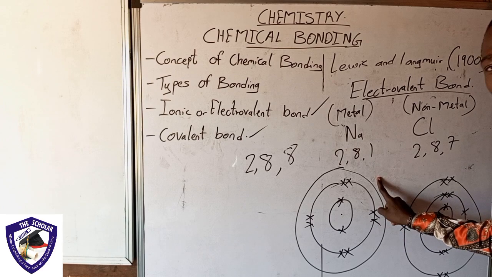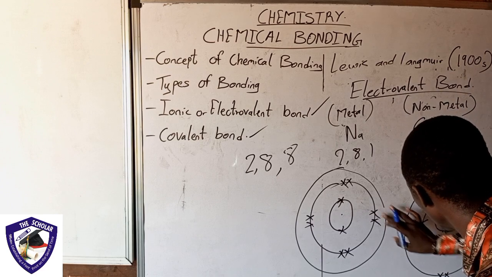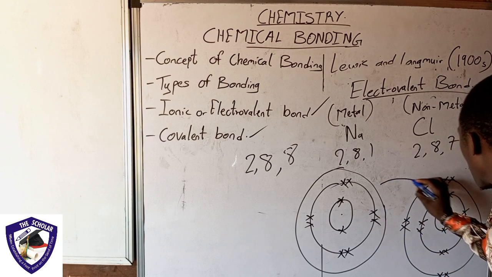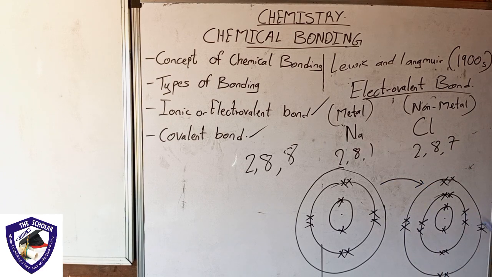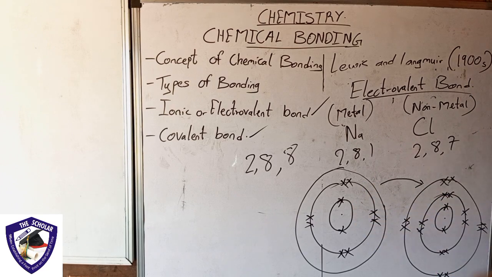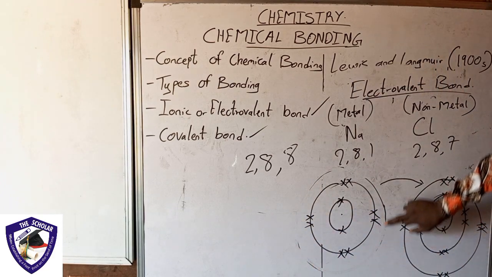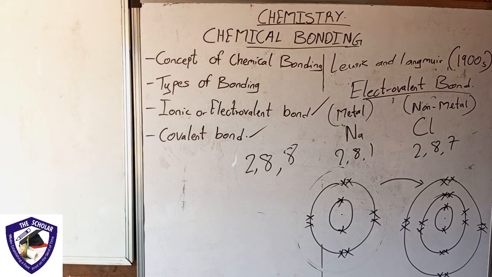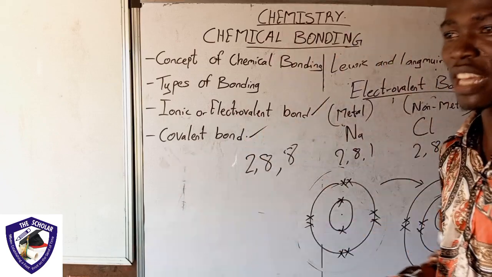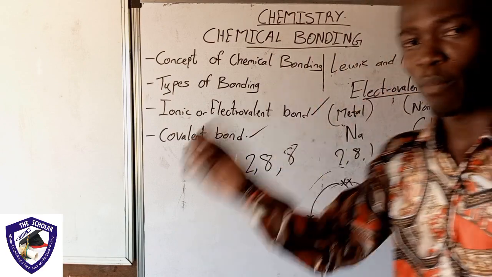So 1 electron will be lost from sodium to chlorine, and so we'll be having this. So 1 electron has been what? Has been transferred from sodium to what? To chlorine, to complete its octet configuration. And by so doing, sodium has also what? Complete its what? Its octet configuration. So in electrovalence bond, it involves transfer of what? Of electron from a less electronegative element to a more higher electronegative element, which is between metal and non-metal.